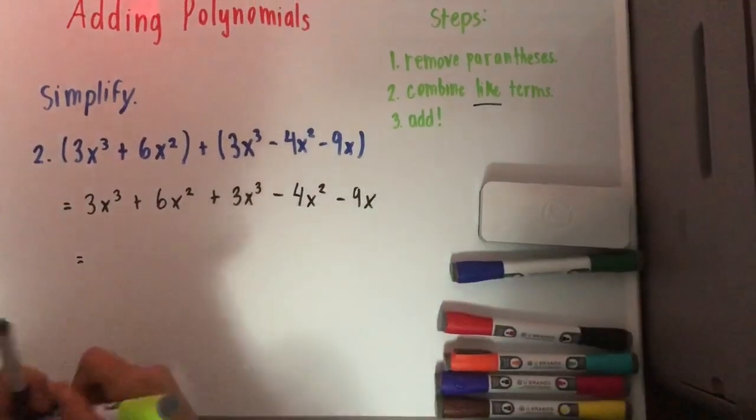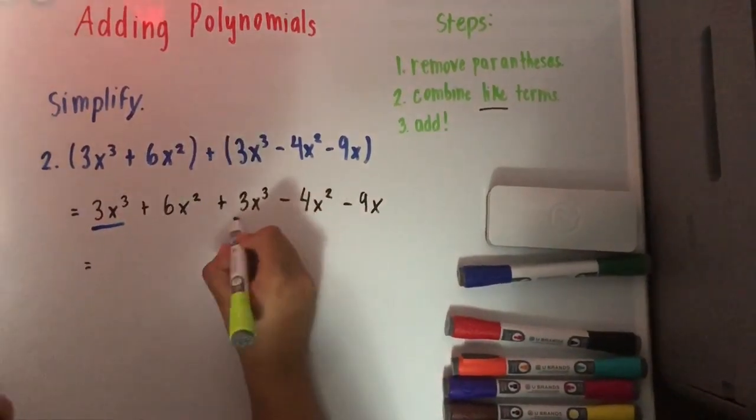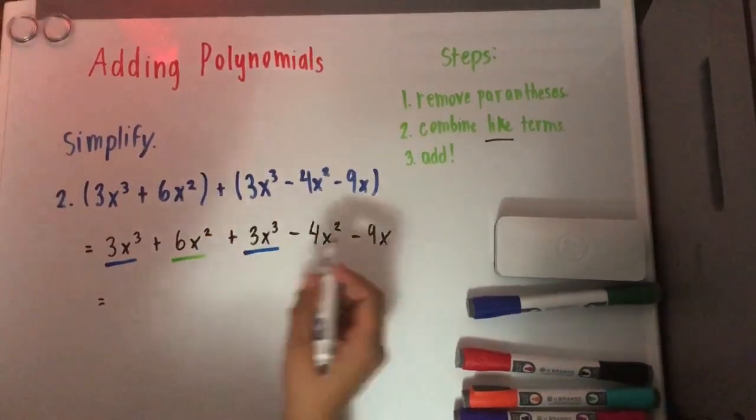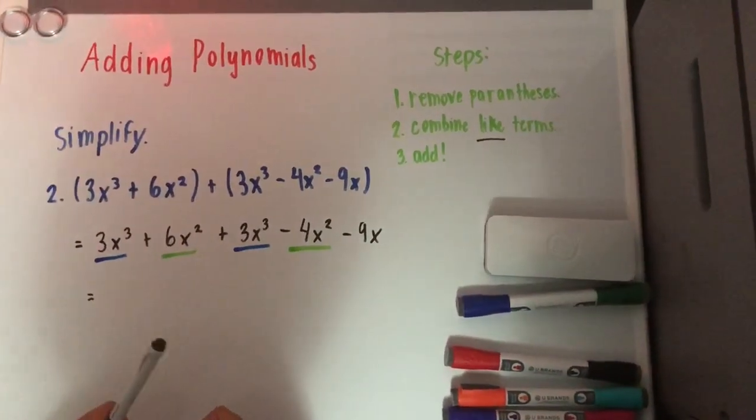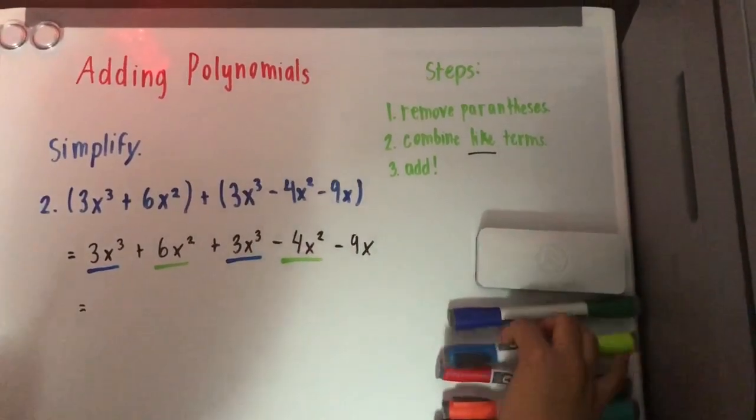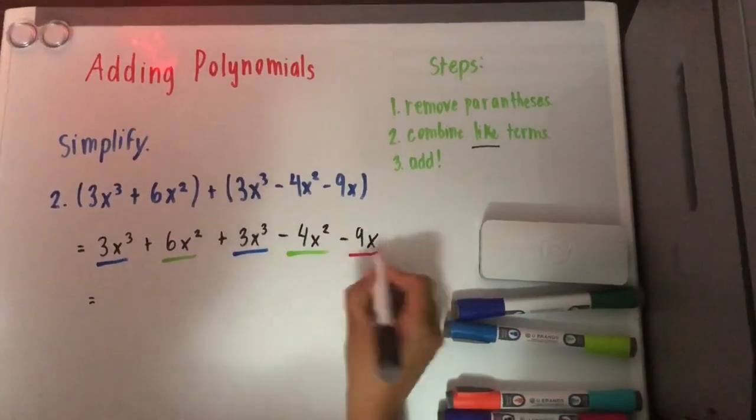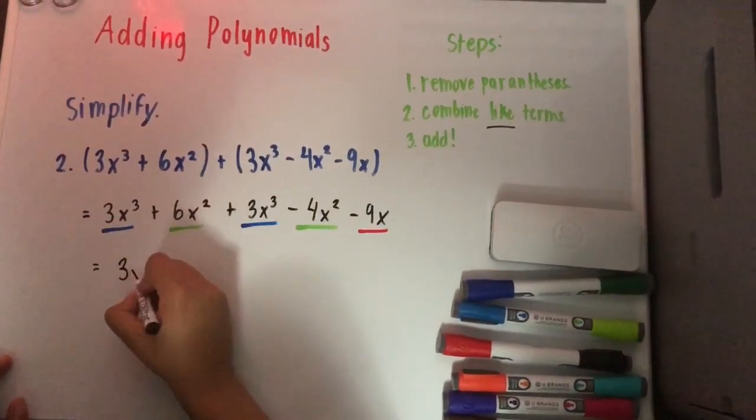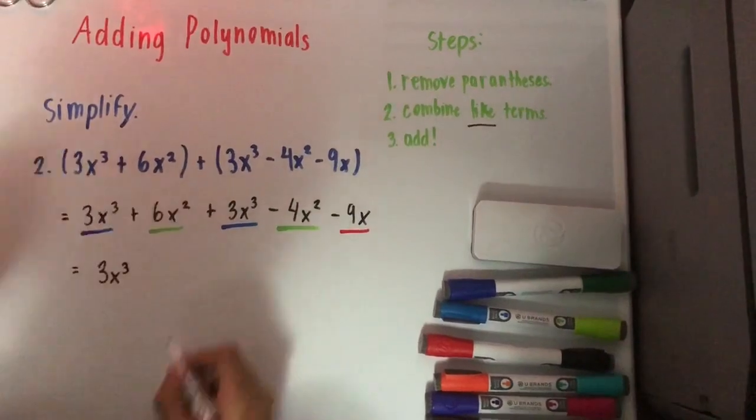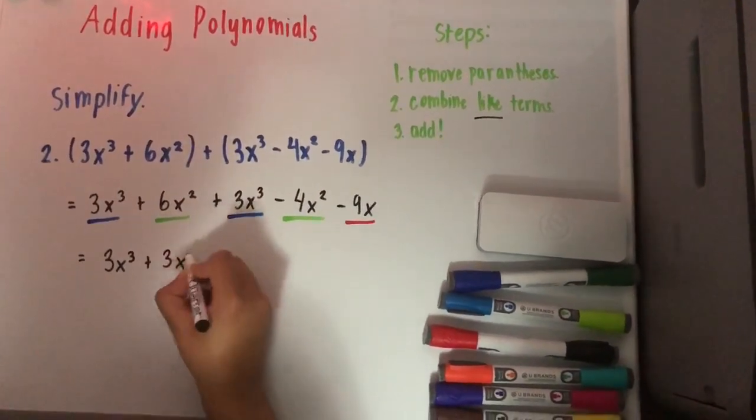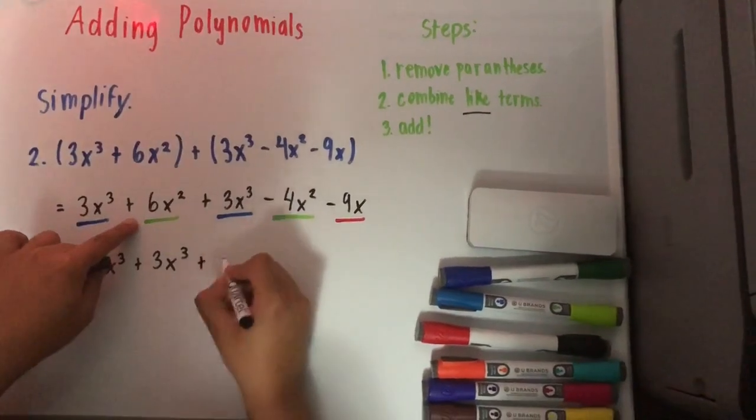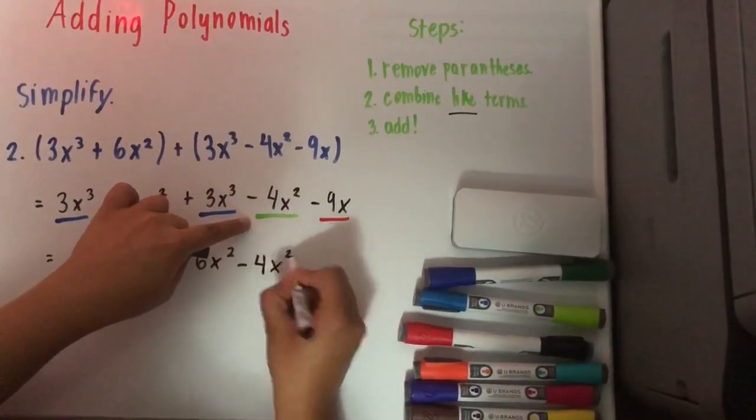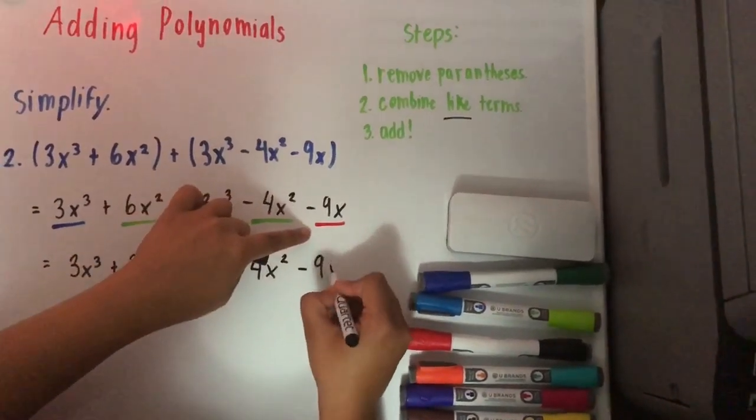So again, let me just use some other colors. So your cubes, your 3 degrees. Then we have our squares. And we only have 1x. Right? So now write it out. So 3x cubed. Your next one is 3x cubed again. Plus 6x squared minus 4x squared minus 9x.